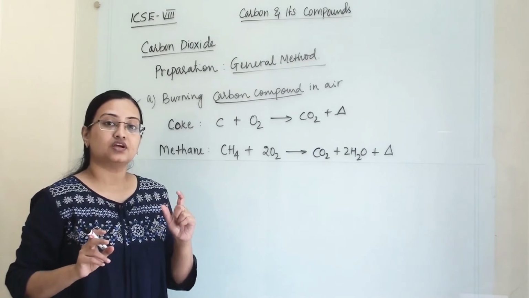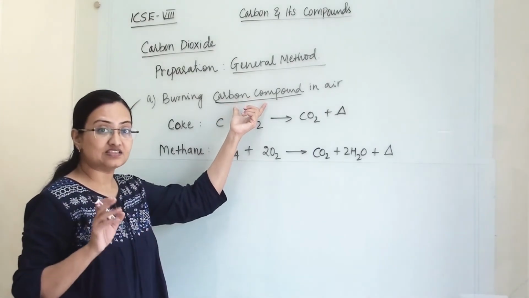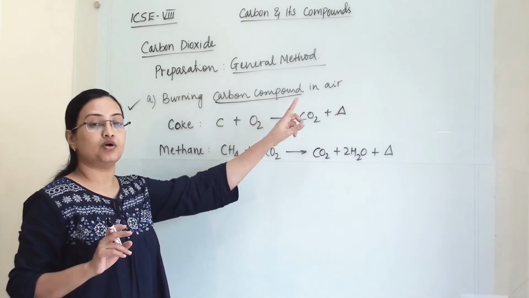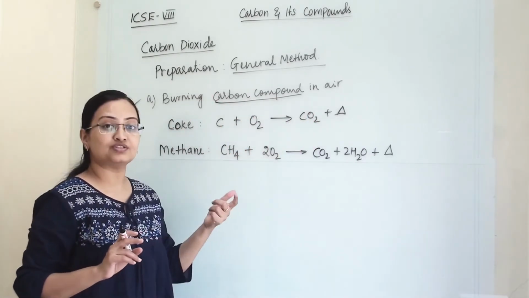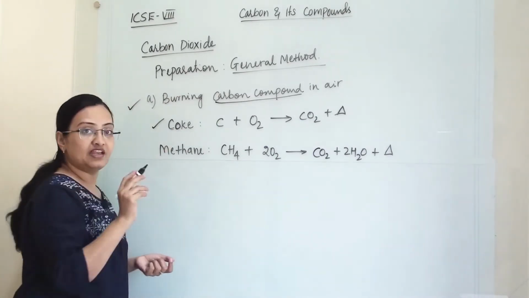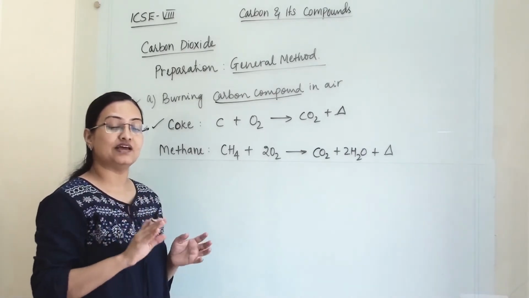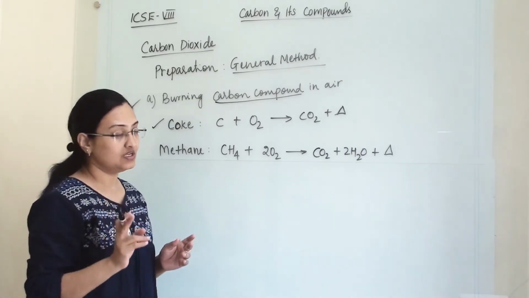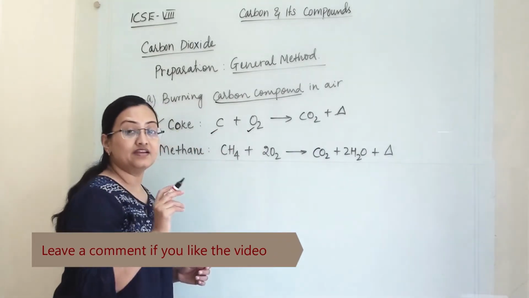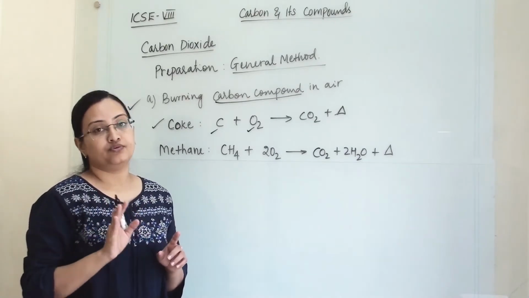Compounds in which carbon is present are termed carbon compounds. So when we burn this kind of compound in air, carbon dioxide gas will evolve. When coke, any form of charcoal or coke, is burning, carbon dioxide gas will be liberated. So carbon plus oxygen, and any burning is supported by atmospheric oxygen.